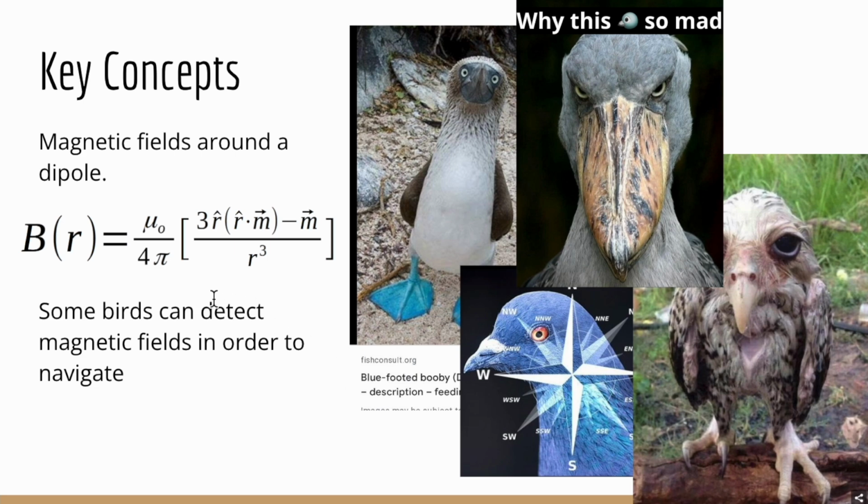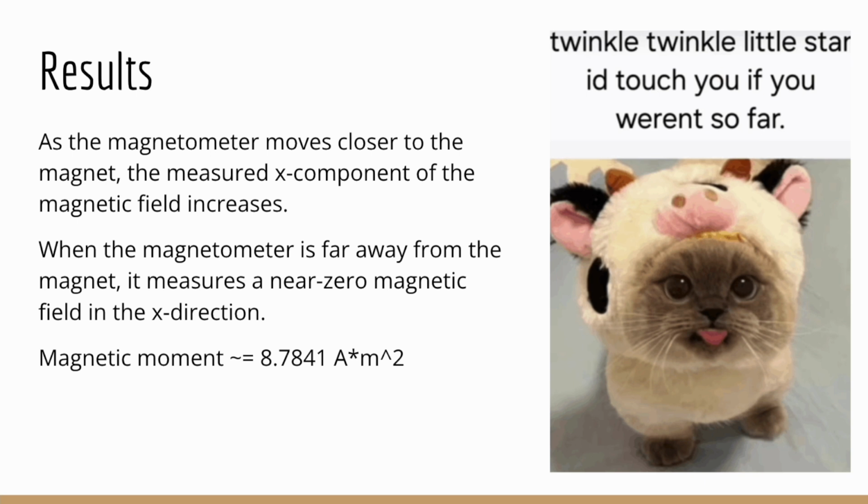So for our magnetic field equation, we have B(r) equals the magnetic constant times (3 r hat (r hat dot the magnetic moment) minus the magnetic moment) over r cubed. Now, the result of this experiment was that as the magnetometer moves closer to the magnet, the measured x component of the magnetic field increases. When the magnetometer is far away from the magnet, it measures a near zero magnetic field in the x direction. And the magnetic moment, as stated previously, was calculated to be 8.7841 ampere meter squared.